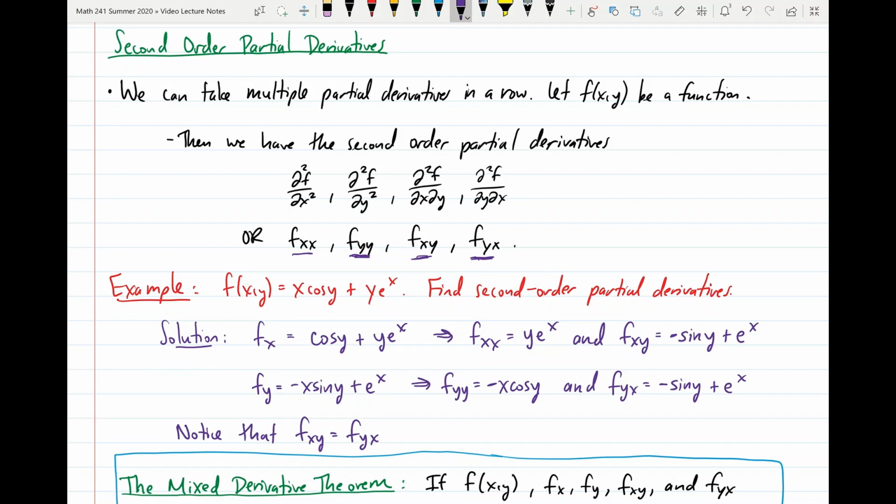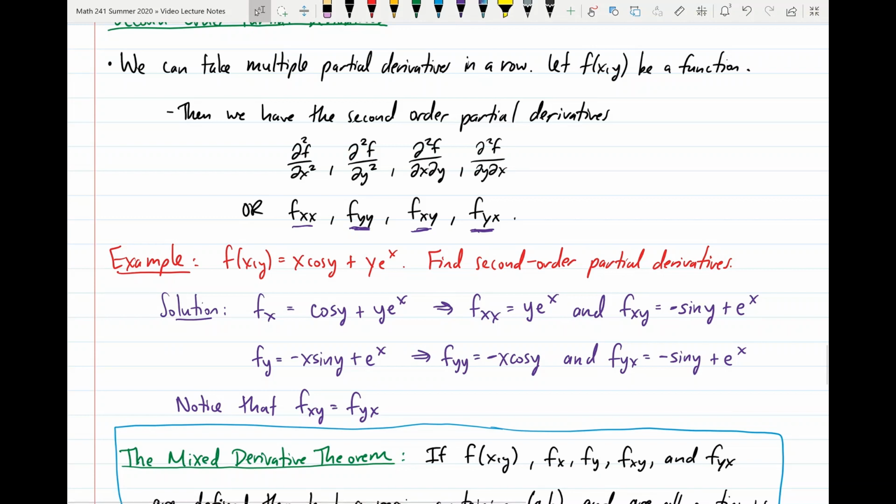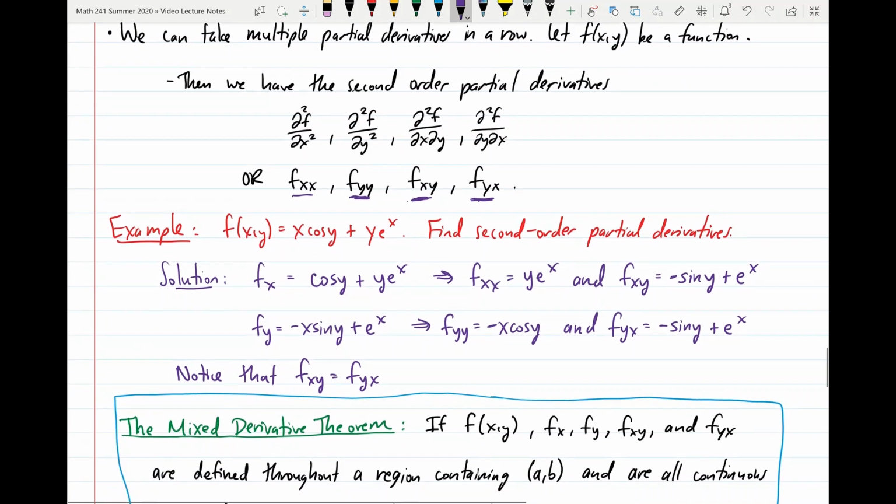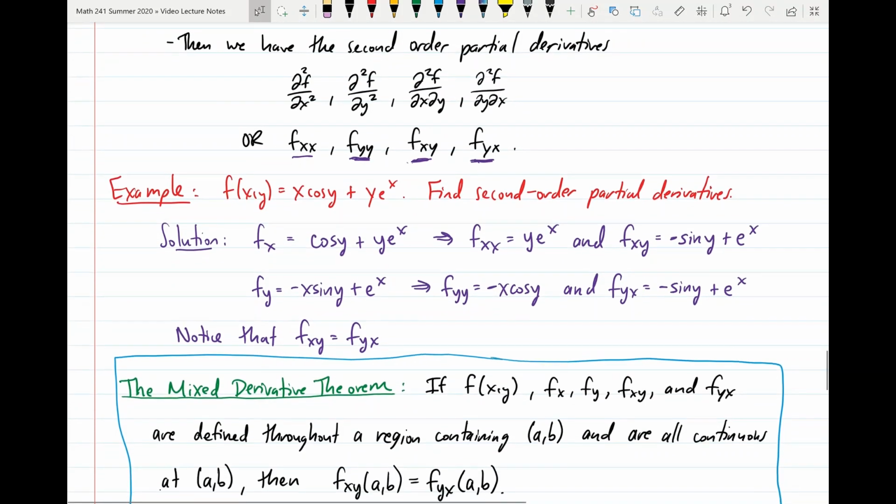And then the third and fourth are called the mixed partial derivatives, because we take one partial derivative with respect to x and then the other with respect to y. And the order does matter here. So with this f sub xy, we take the partial derivative with respect to x, and then take the partial derivative with respect to y. And with f sub yx, we take the partial derivative with respect to y first, and then the partial derivative with respect to x second.